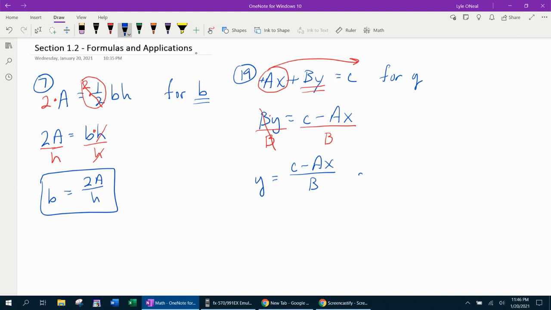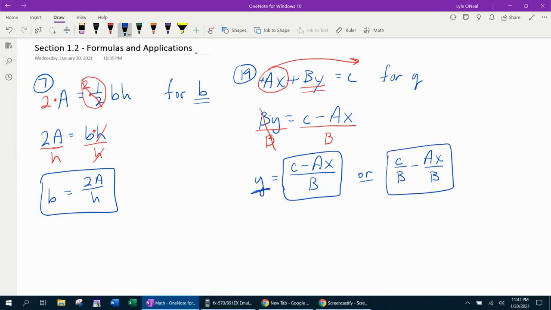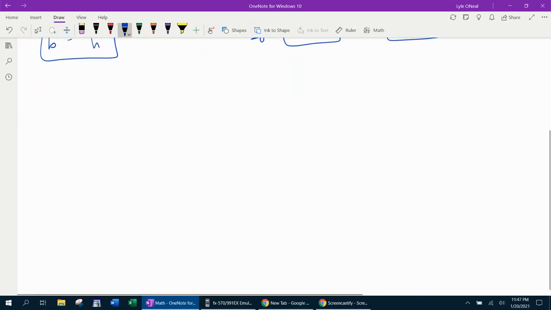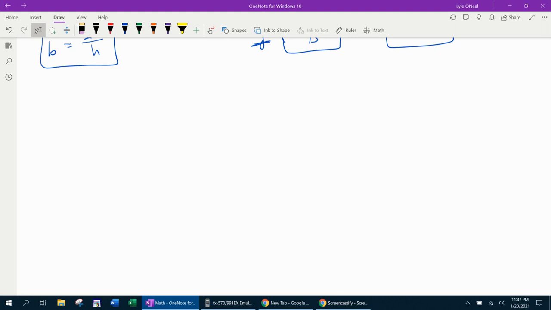Or there is actually another correct answer here. You could actually take each term and divide by B separately. So another correct answer could be C divided by B minus AX divided by B. Either one of these answers would be a solution for Y. And that's it for number 19. Let's move on and look at number 27.